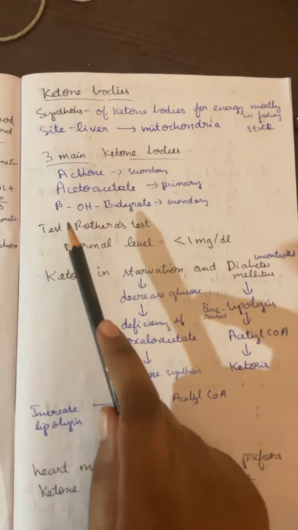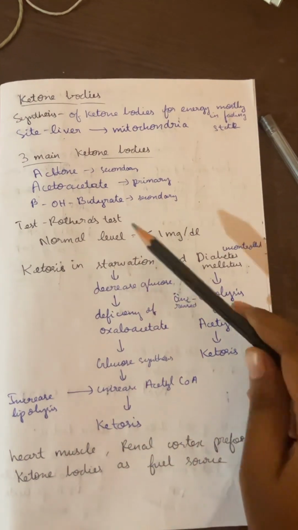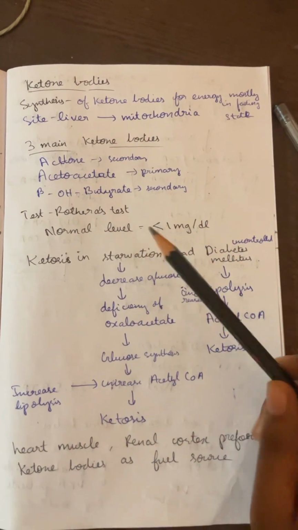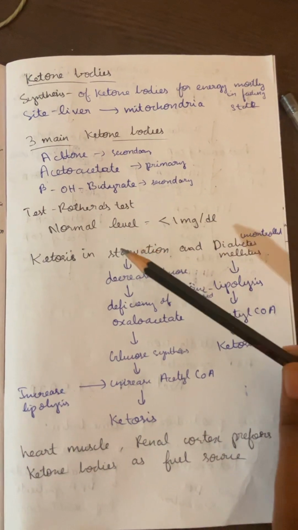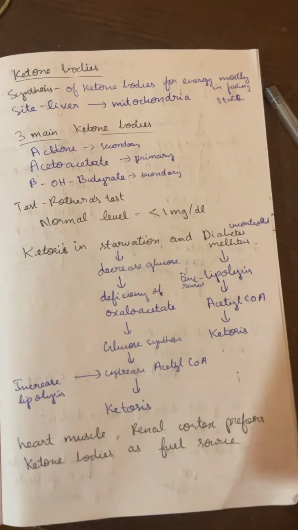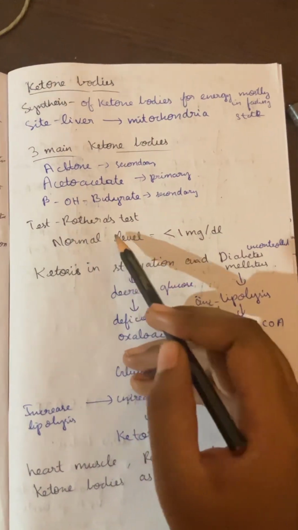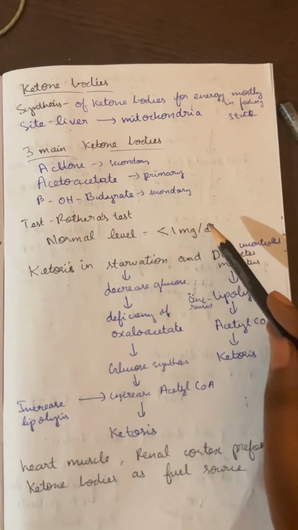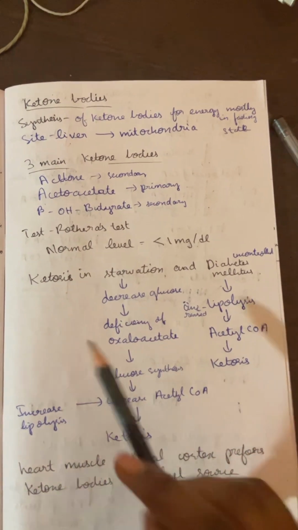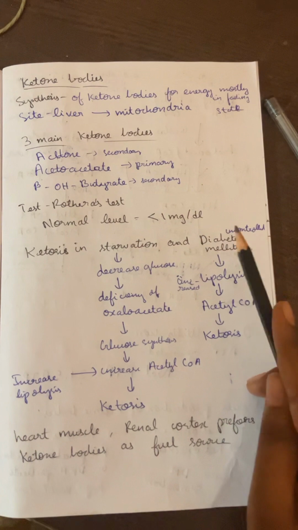Now this test is also very important, the Rothera's test. By this we can detect the serum level of ketone bodies. It is a very important test in diabetic ketoacidosis and similar conditions. Also in fatty liver, Rothera's test is taken, and something else also. Normal levels of ketone bodies are less than 1 mg per deciliter. Very less amount.